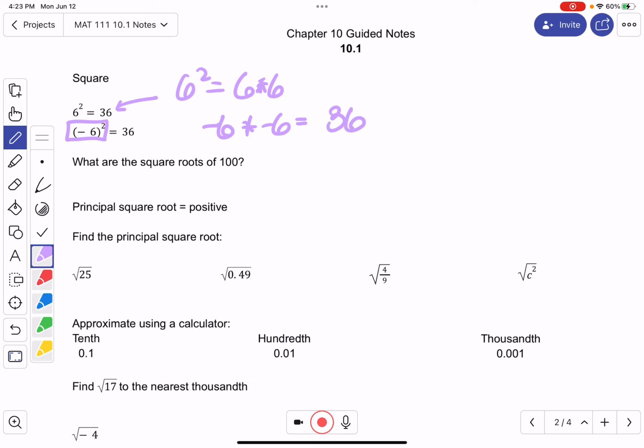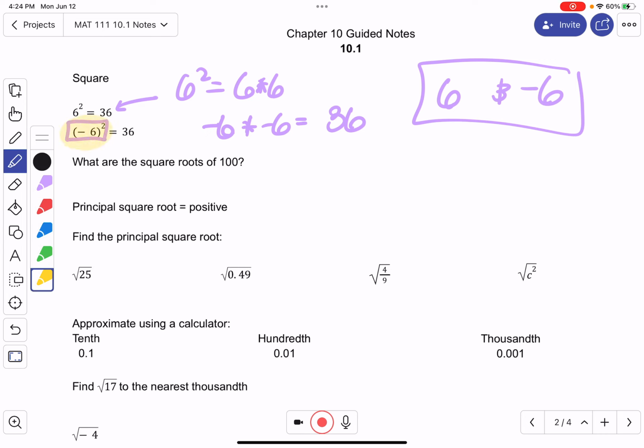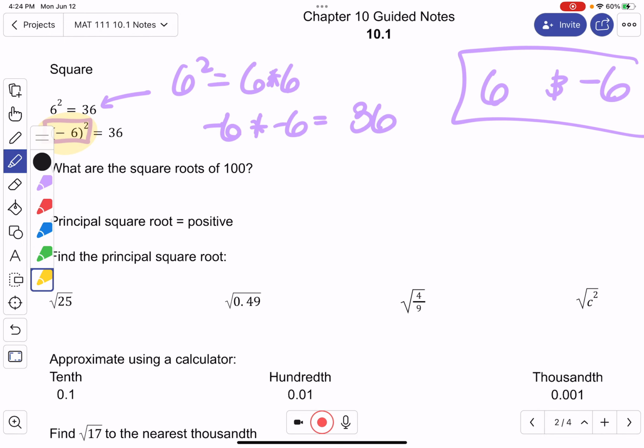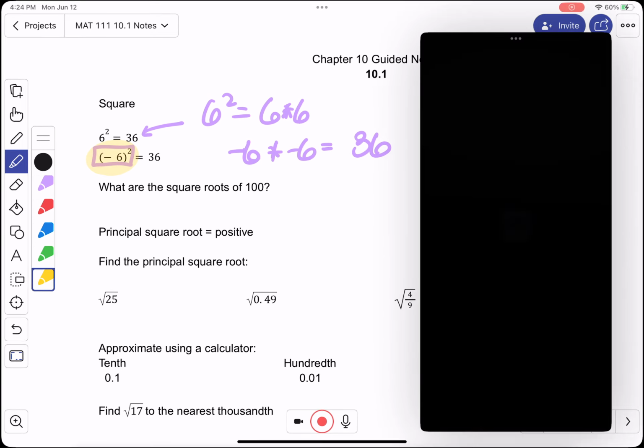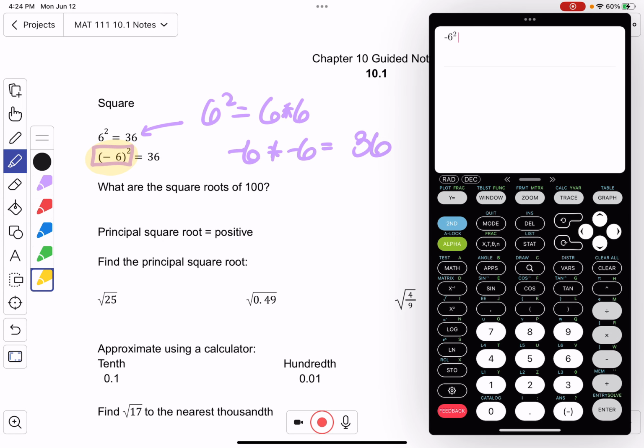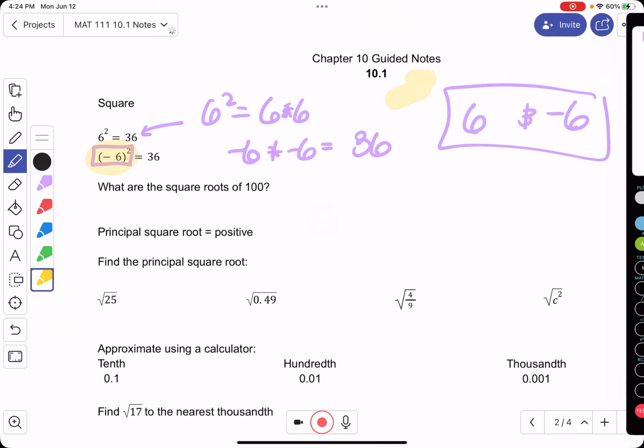So both positive 6 and negative 6 are square roots of 36. Square roots are the things that go in there. The big thing I want to focus on is the parentheses with the negative. Calculators do order of operations, so if you type negative 6 squared in your calculator, it's going to square the 6 and then multiply by negative 1, or stick the negative on the front. You want to make sure you put negatives in parentheses if you're using the calculator. A lot of people mess up and get things wrong because of that. So, parentheses. All right, now we're going to continue.